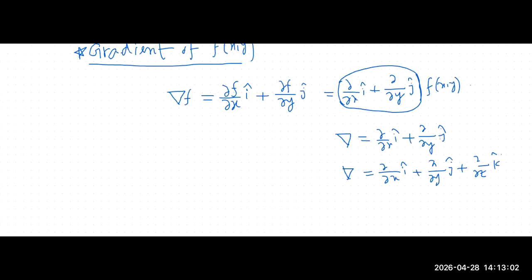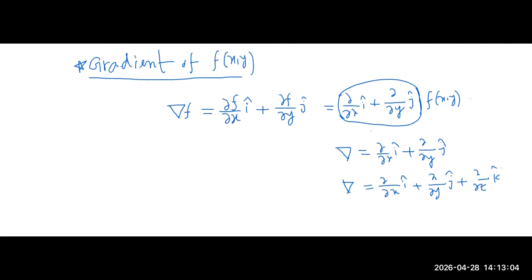Okay, so if we differentiate partially a function f with respect to x and multiply by the unit vector in that direction, plus the rate of change of f with respect to y times the unit vector in the y direction. And if there is another direction which is z, in that case we need to consider del f divided by del z times the unit vector in the z direction.